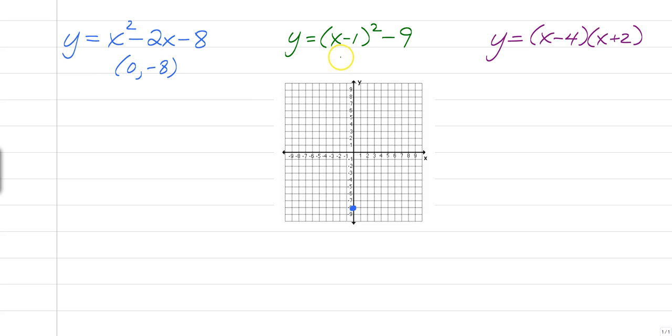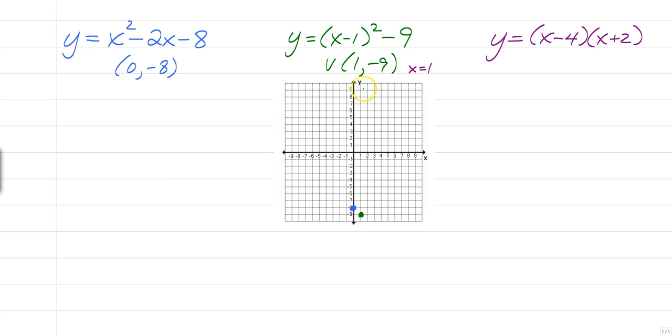And then vertex form, our vertex is h, which is 1, comma k, which is negative 9. So it's opposite of what's inside. I know you think this is a negative 1, but remember it's minus the h value, so it's 1. So if that said plus 1, then that would technically be a negative because it would be minus a negative 1. Okay? So your vertex is 1 comma negative 9. Now our axis of symmetry is x equals 1.